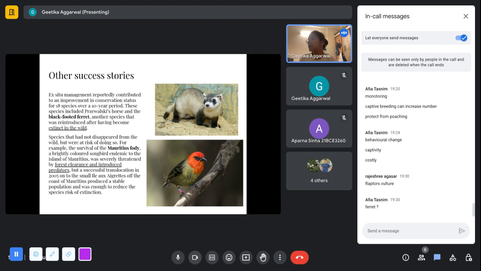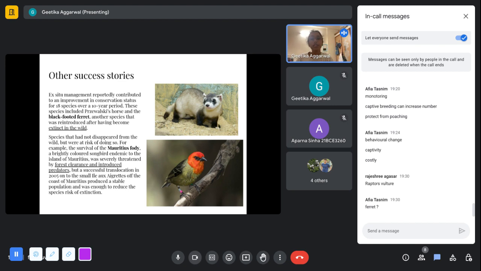And here you have this Mauritius fody, as the name suggests. It was found in Mauritius, in the islands of Mauritius. It's an endemic songbird, and it was getting extinct. It was threatened by forest clearance and introduced predators. It was not yet extinct in the wild, but the numbers were severely low.